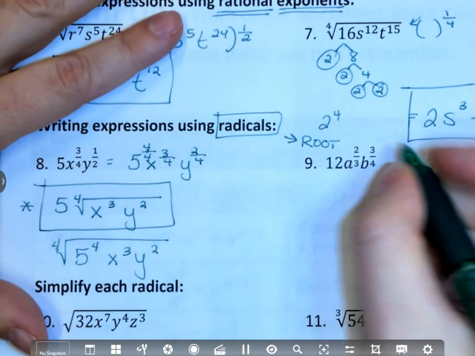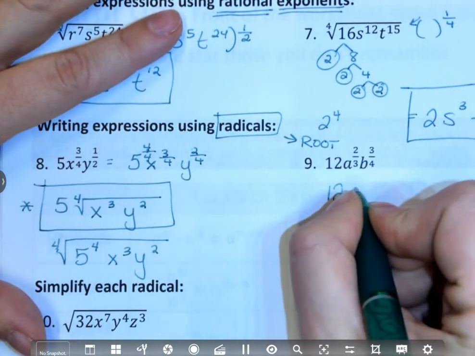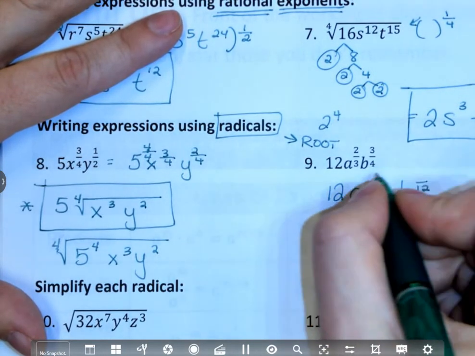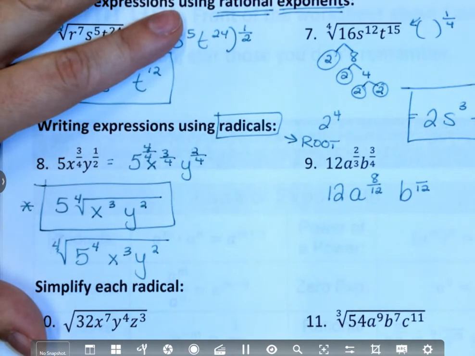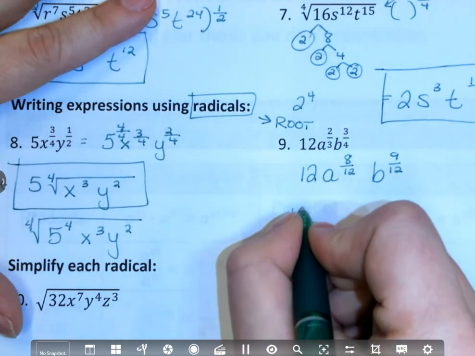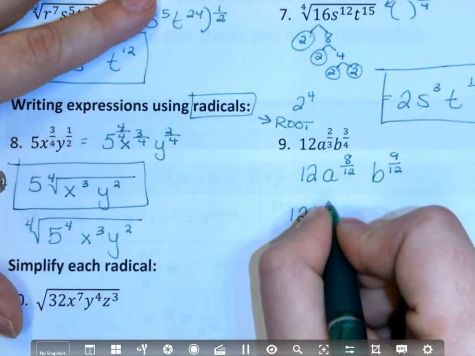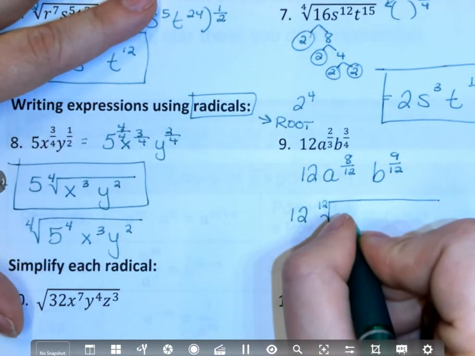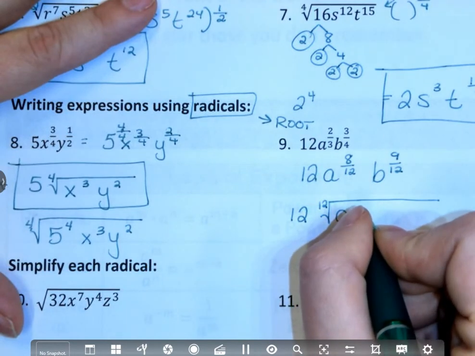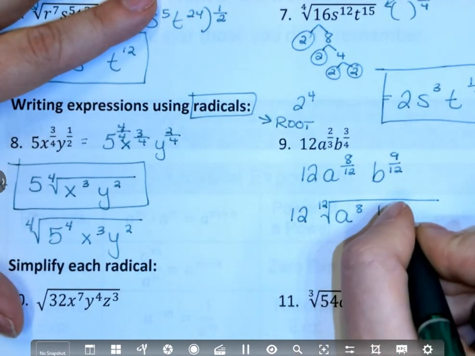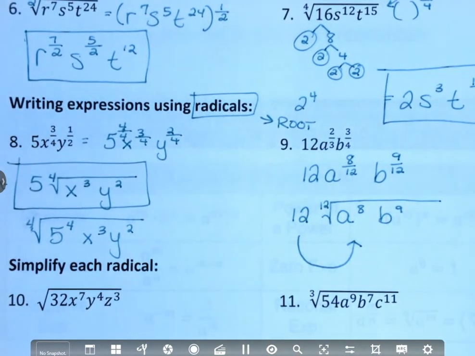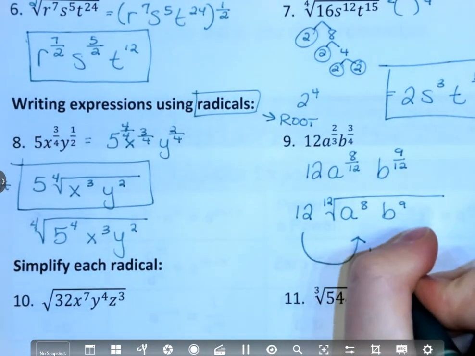Common denominator. What would the common denominator be? So I would have a to the 8/12, b to the 9/12. So my answer here would be 12 times which root? 12th root of a to the 8, b to the 9th. If I were to squish the 12 under the radical, what power would the 12 need on it?